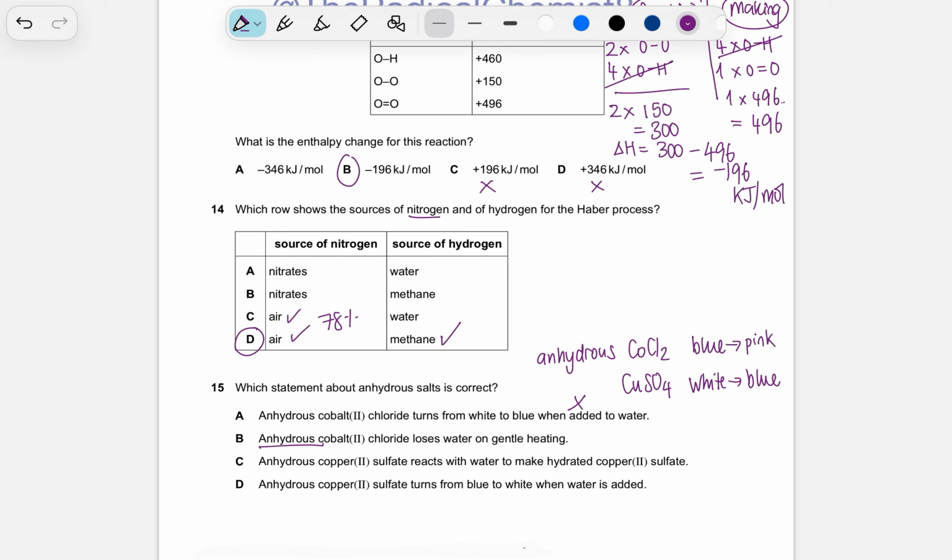No, because anhydrous already means there's no water molecules of crystallization here. Anhydrous copper 2 sulfate reacts with water to make hydrated copper sulfate. Yes, that is correct. And the last one, anhydrous copper sulfate turns from blue to white. That's wrong. It's white to blue when water is added.